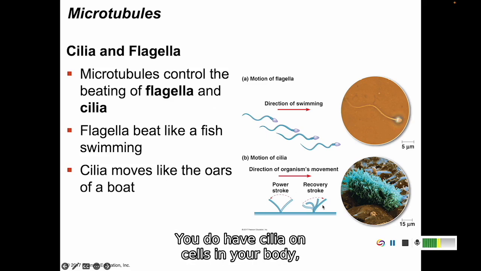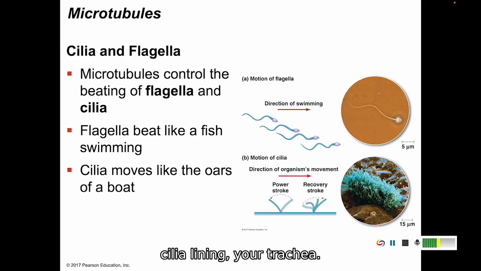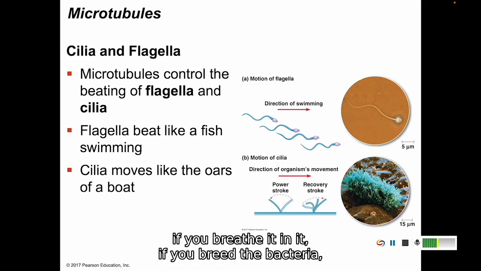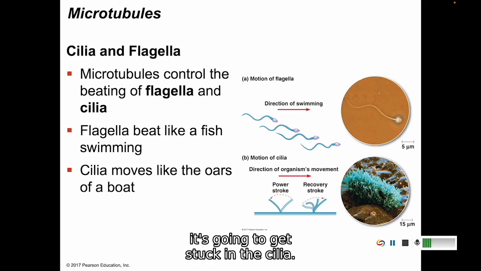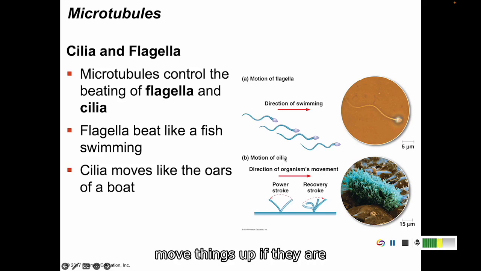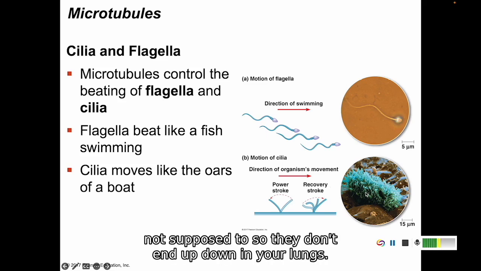You do have cilia on cells in your body. So like your upper respiratory tract has cilia lining like your trachea. So that as you are breathing, if you breathe in a piece of dust or something, or if you breathe in bacteria, it's going to get stuck in the cilia, and then you can just cough it up. So that cilia will kind of move things up so they don't end up down in your lungs.